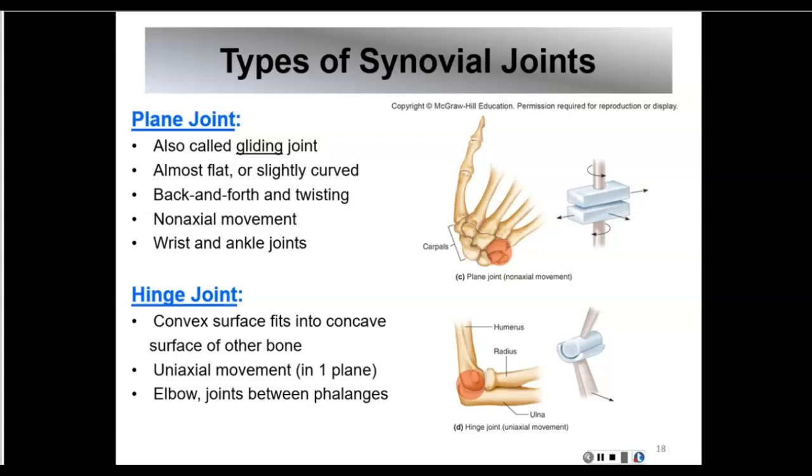Hinge joints have a convex surface that fits into a concave surface. This is uniaxial, meaning one plane of movement. Think of your elbows, and some of the joints between the phalanges, or the fingers. Hinge joints are like a hinge on a door.